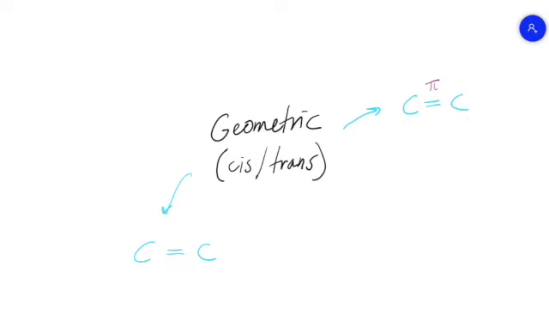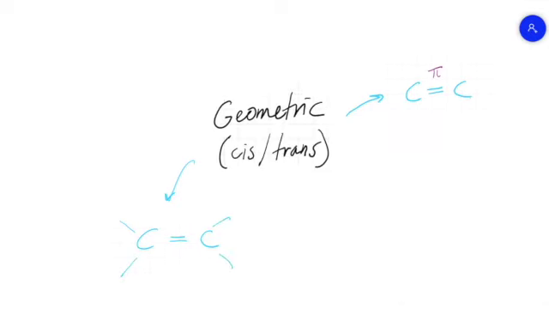So if I give you an example of what I meant by two different groups on the right and two different groups on the left, let's say this is group X and this is group Y, and this is group X and this is group Y. This molecule would show cis-trans isomerism because X and Y are different groups on the left, and here X and Y are also different groups on the right.